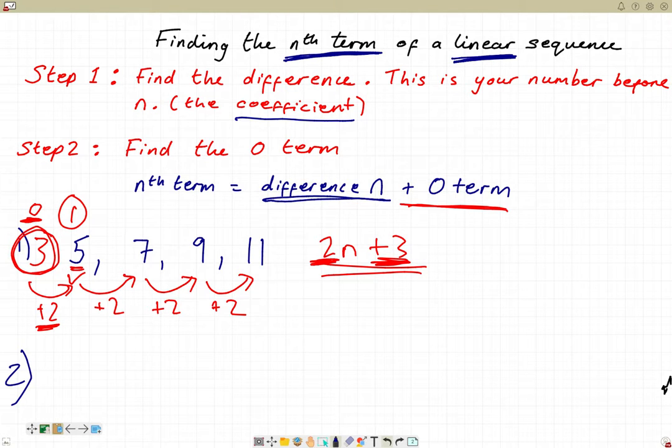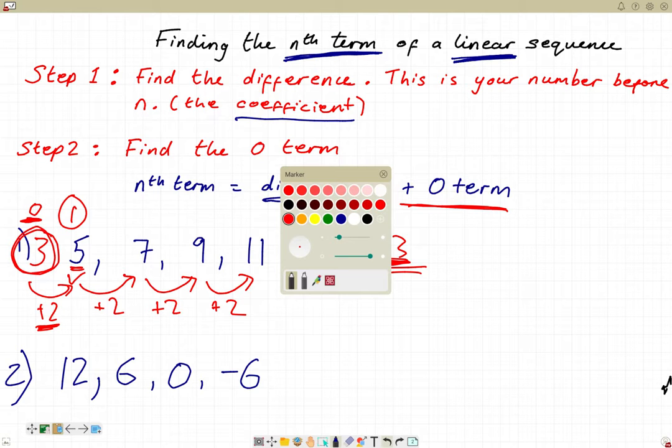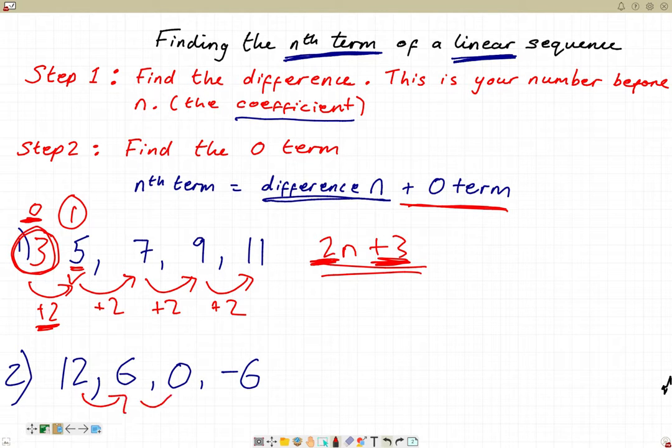Another sequence: we can have 12, 10. Now let's try going down in something else. So 12, 6, 0, minus 6. First thing I do, step one, find the difference. The difference is between each term. So how do I go from 12 to 6? I take away 6. 6 to 0, take away 6. 0 to minus 6, take away 6. So that's the first part of my nth term, minus 6n.